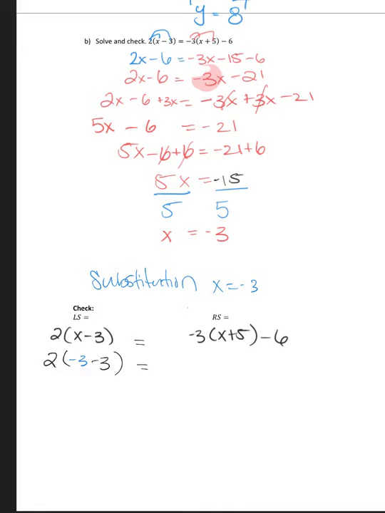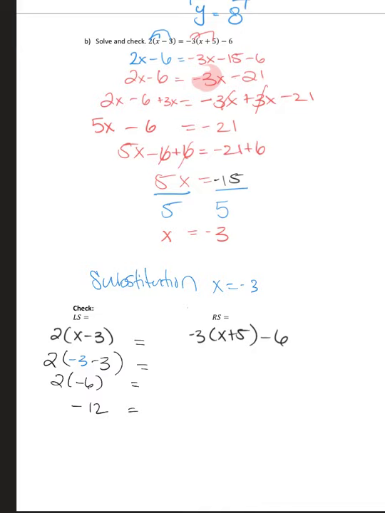Now I'm going to do order of operations. So I'm going to do the inside of the bracket. So negative 3 subtract 3 is negative 6, and my 2 goes in front of it. 2 times negative 6 is negative 12. I can't do anything else with that left-hand side. I'm just going to leave that negative 12 there for a second. Let's move on to our right-hand side.